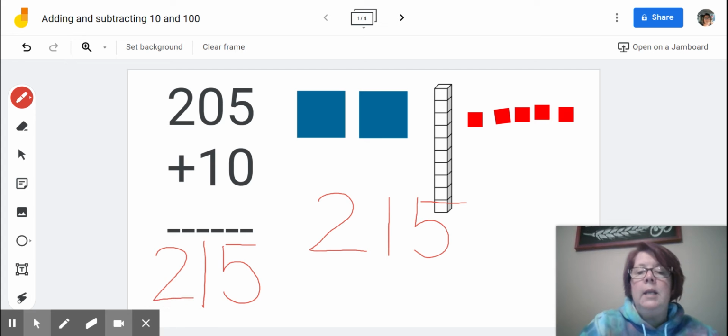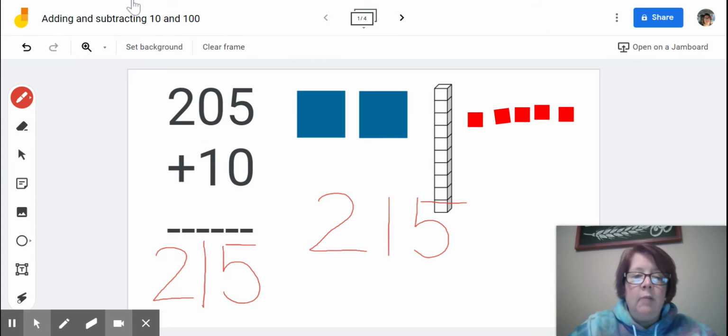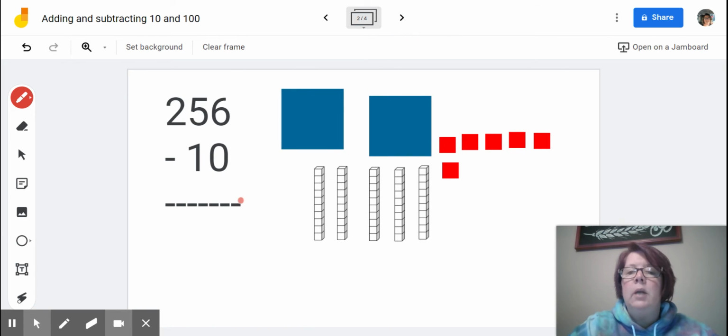So when we added 10 to 205, the only digit that changed was the digit in the tens place. So every time you add 10 or subtract 10, the only number that's going to change is the number in the tens place. So that was adding 10. Now let's look at subtracting 10.